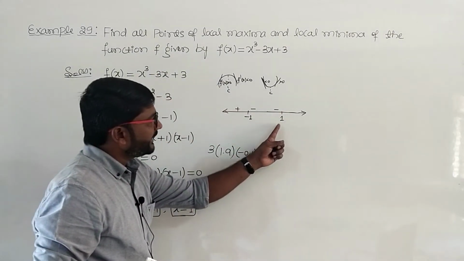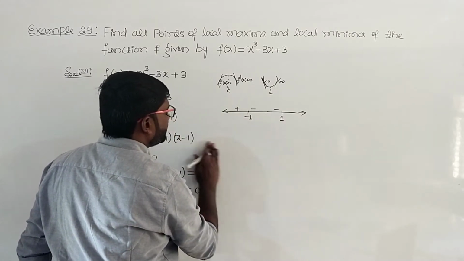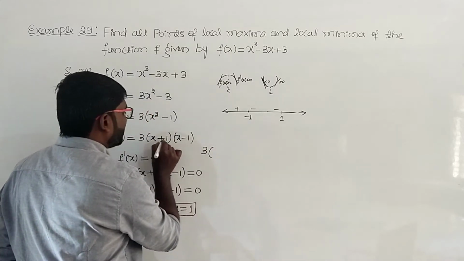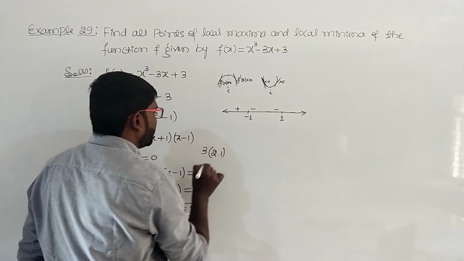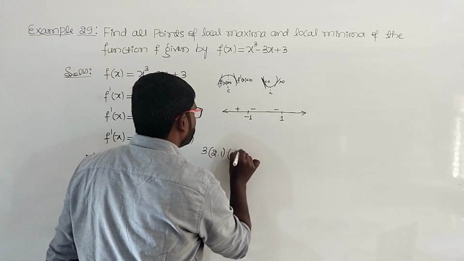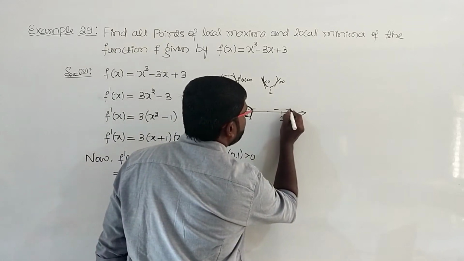Then now take one value to the right of 1, that means it is 1.1. Substitute 1.1 in f dash of x, 3. Now 1.1 plus 1 will be 2.1, and then 1.1 minus 1 will be 0.1. So this is going to be greater than 0. That means it is positive, so here I will be writing positive.